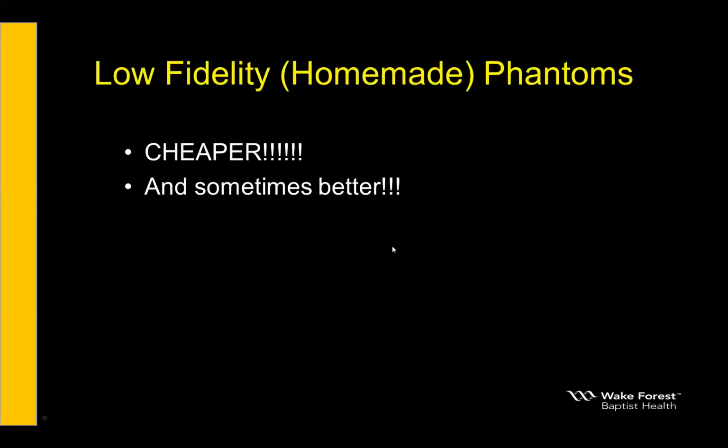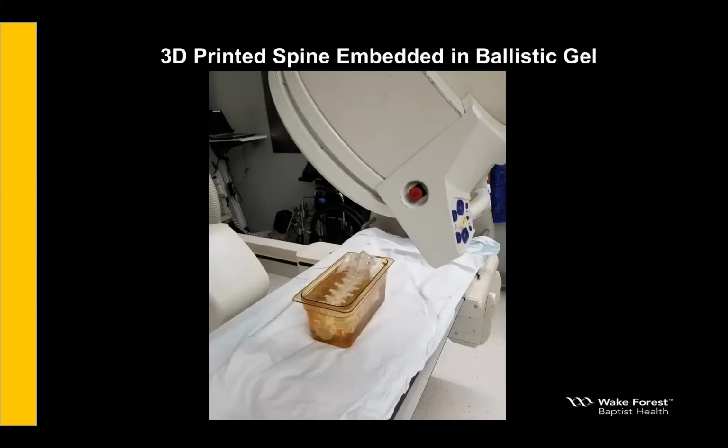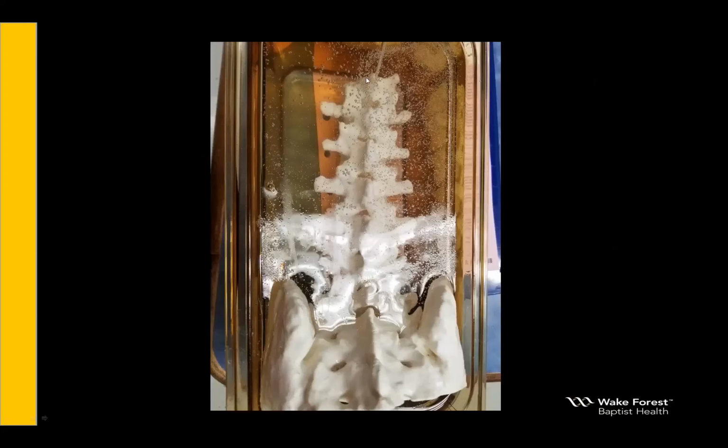We also use low-fidelity or homemade phantoms in our lab. These are cheaper, and sometimes they're a lot better, quite frankly, than the high-fidelity phantoms. This is a 3D spine that we printed and embedded in ballistic gel in our kitchen so that residents could practice fluoroscopically guided spine procedures like lumbar punctures. It's very good image quality, works really well for practicing these.